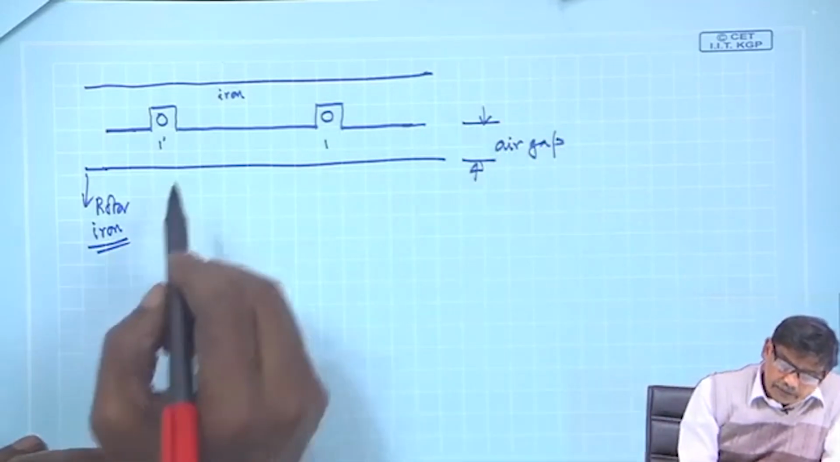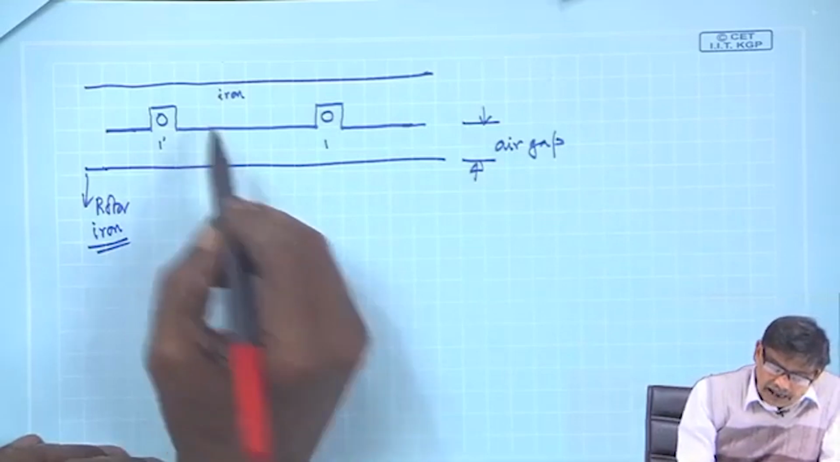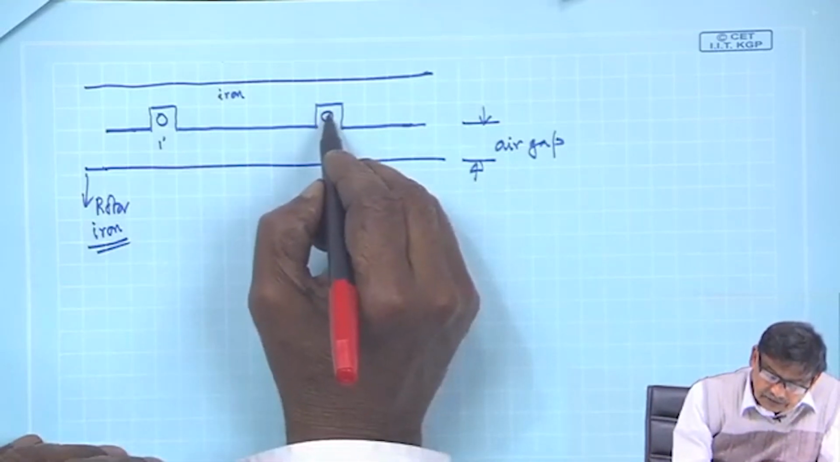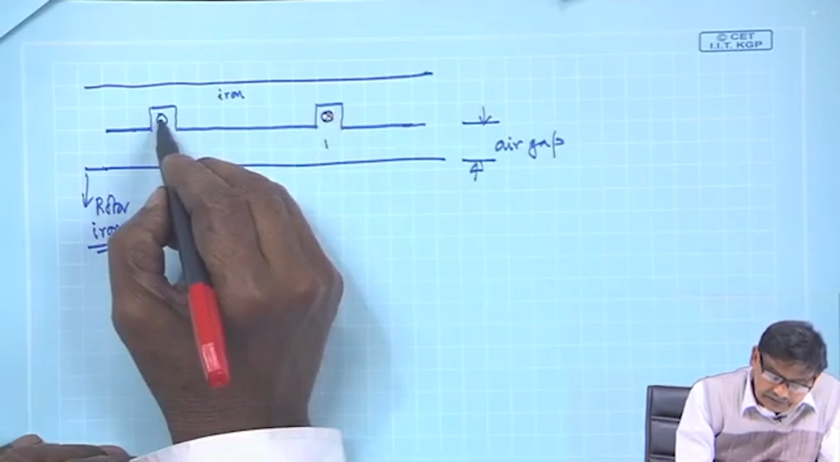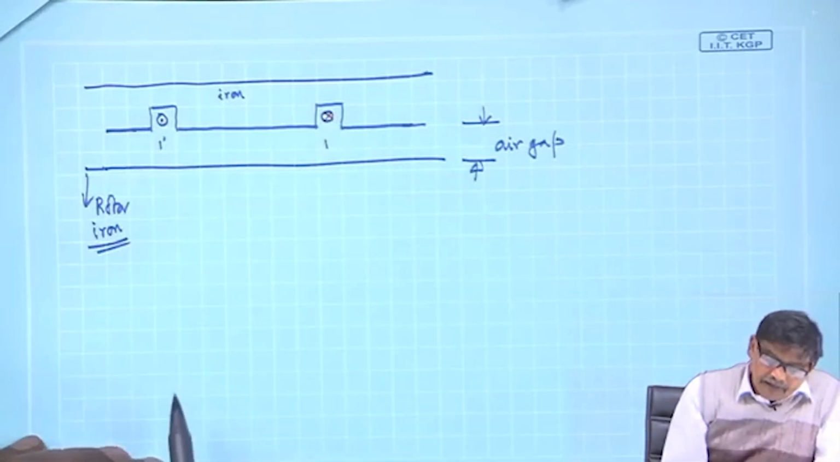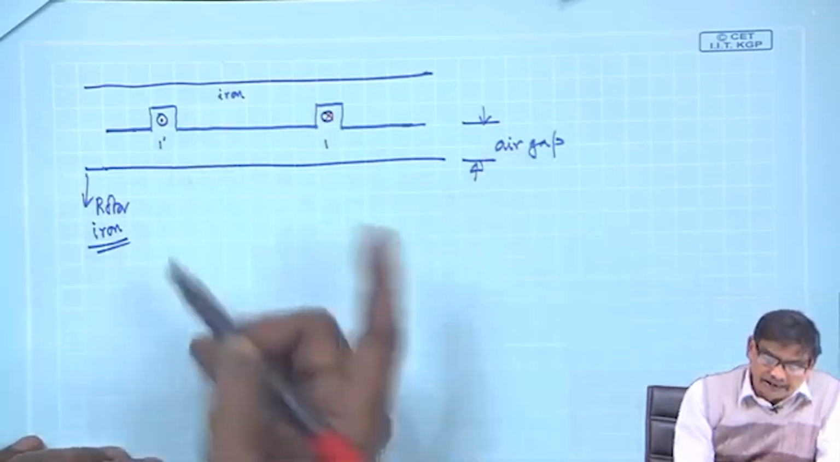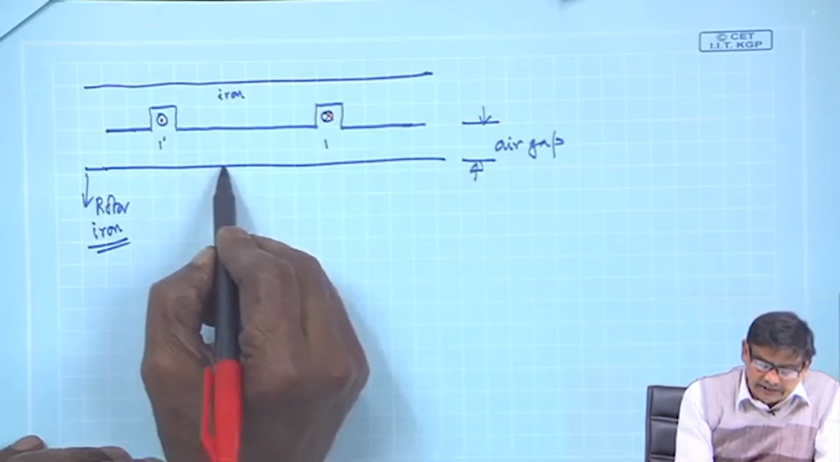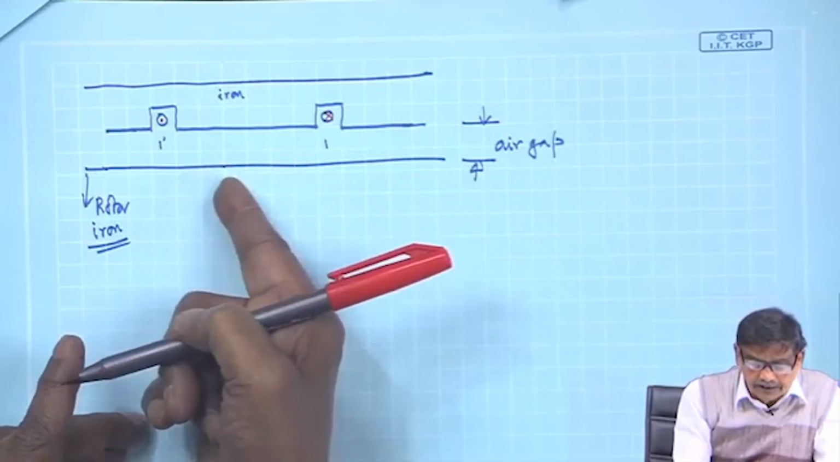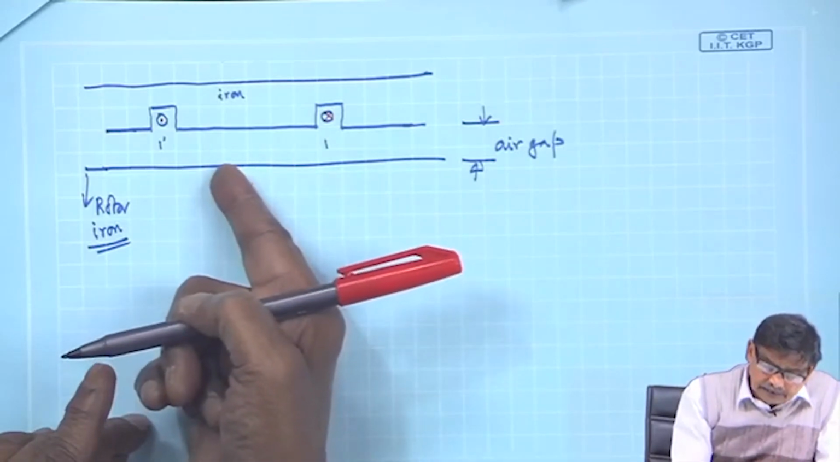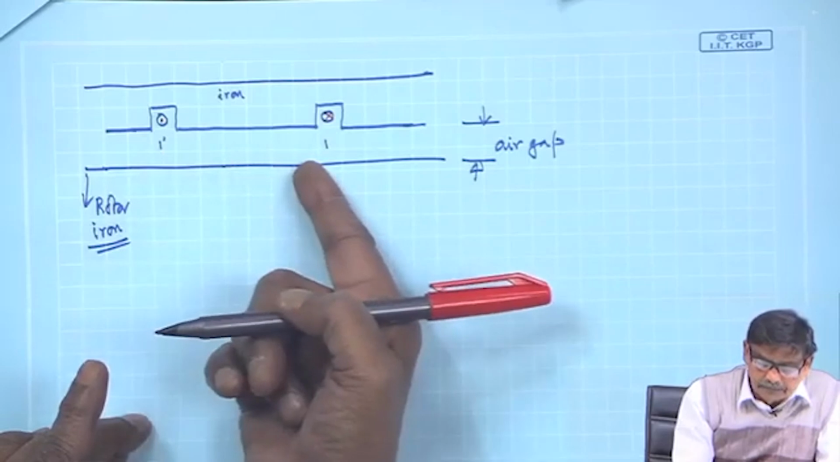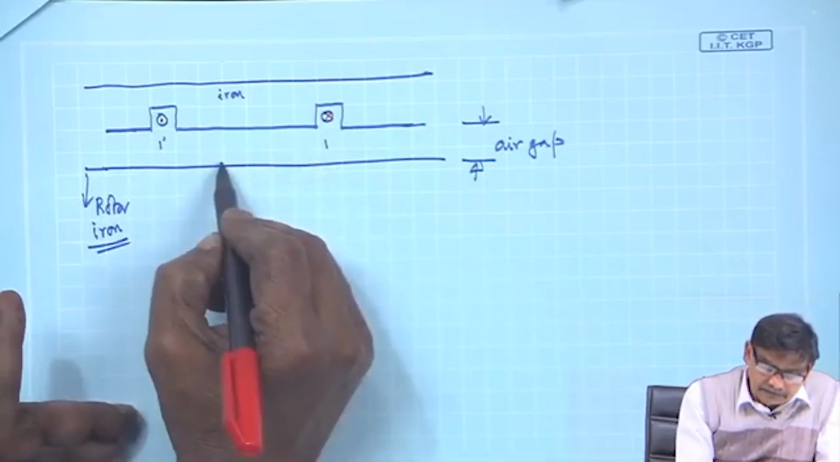Now, suppose I want to find out the... and this current direction is also known to me. This is cross, this is dot. Now, suppose I want to find out what is the value of H. The plan is like this. At this point in space, you want to find out the value of H at a given point in space. Suppose I want to find out here.